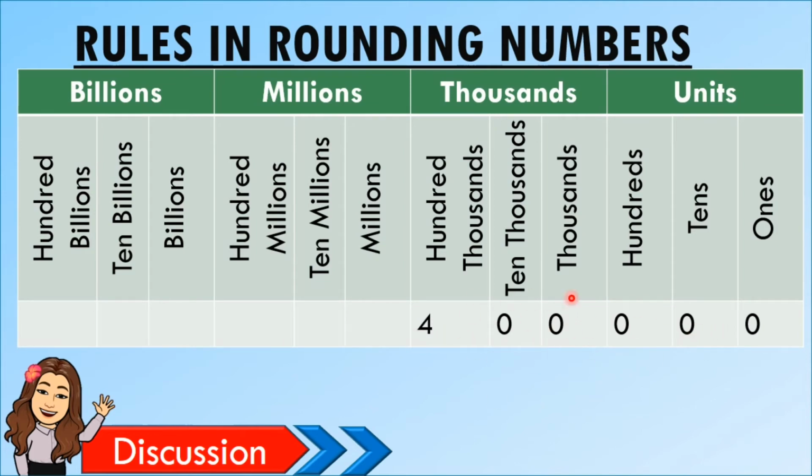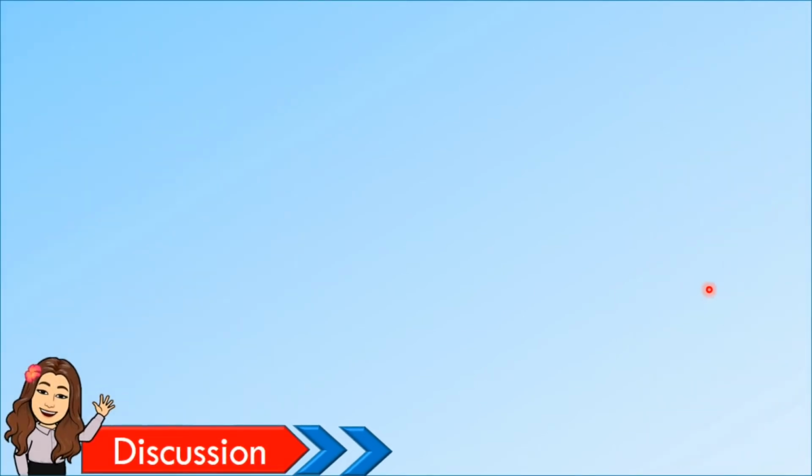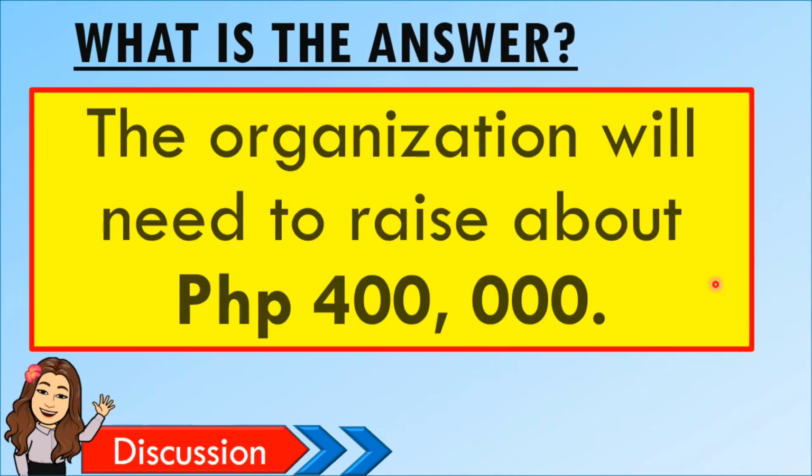So as you can see, we have now a new set of numbers. So this is 400,000. So going back to our question, what's the estimated number? The organization will need to raise about 400,000 pesos. So that is our final answer. The answer is obtained through rounding off the numbers.